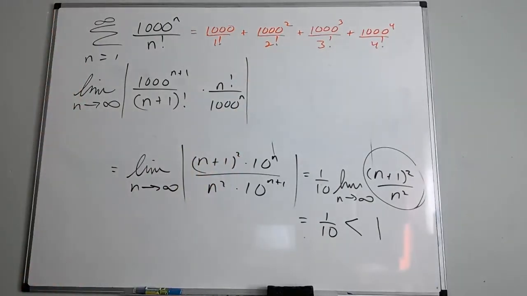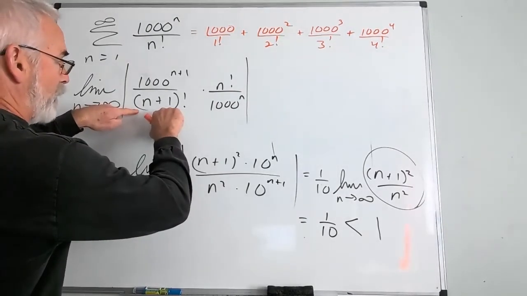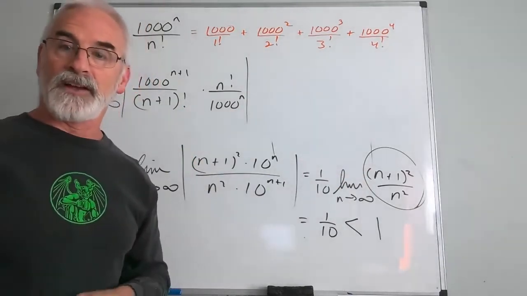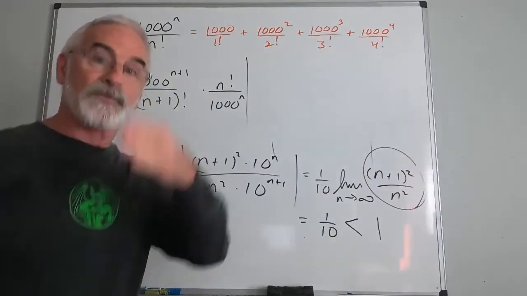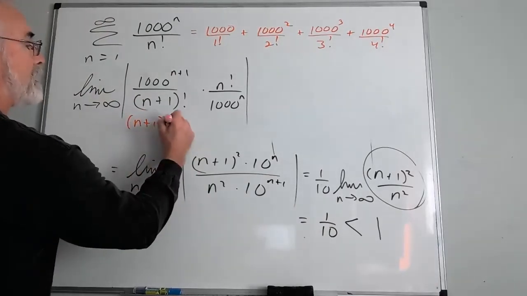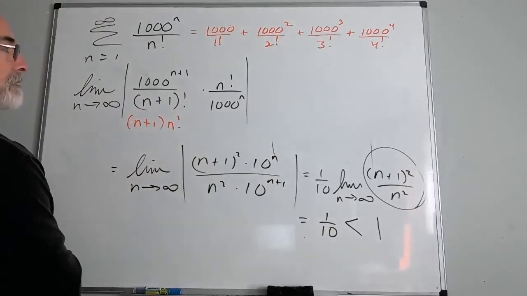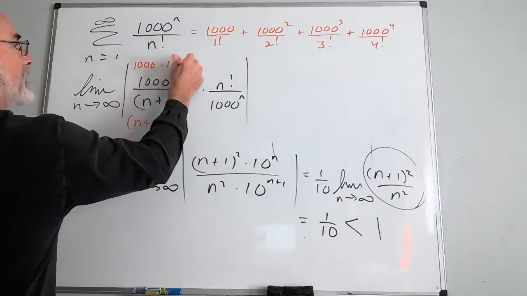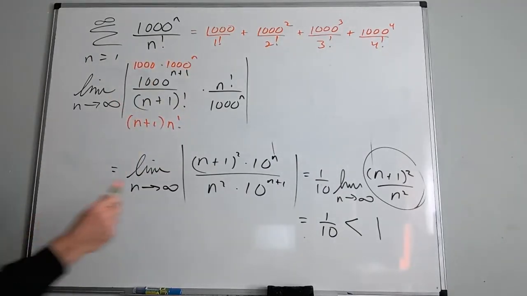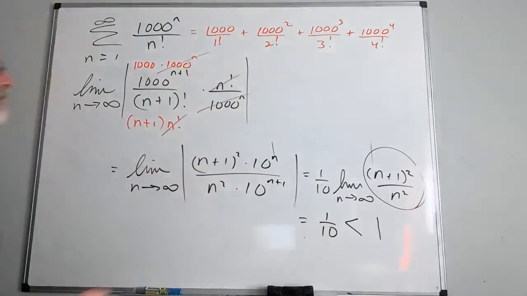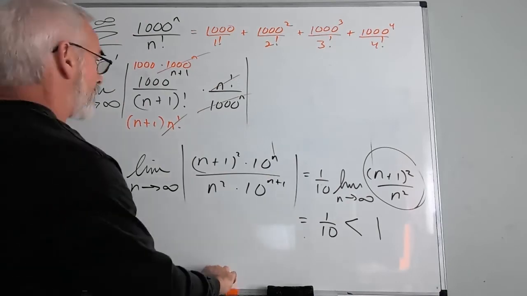Do I get any canceling? Actually, I do, and I will get canceling of the factorials. But I first have to rewrite this one. If I said 11 factorial, that's 11 times 10 factorial. If I said 57 factorial, that's 57 times 56 factorial. So n plus 1 factorial is n plus 1 times n factorial. 1,000 to the n plus first power is 1,000 times 1,000 to the nth power. Now I'm doing that to make it obvious. Those will cancel. Those will cancel. And what am I left with?